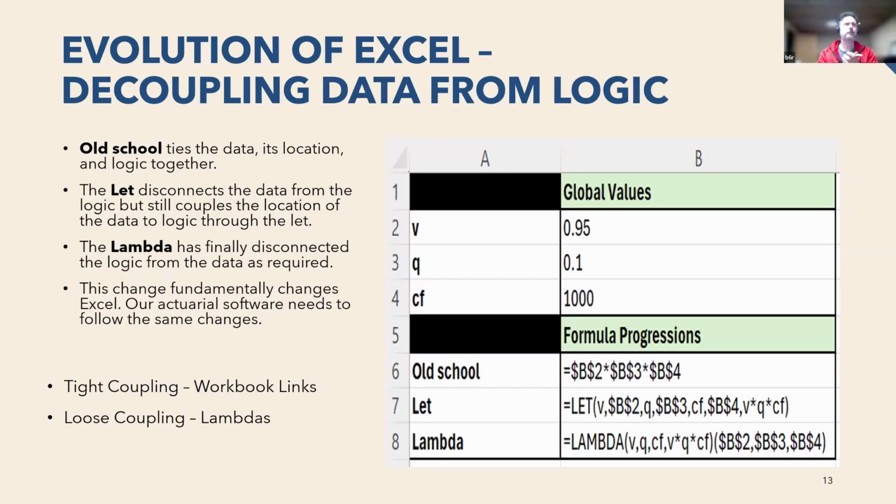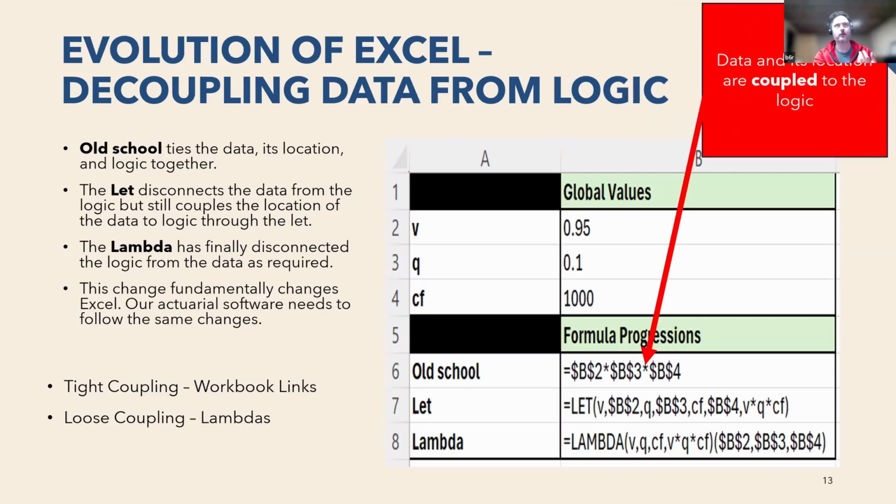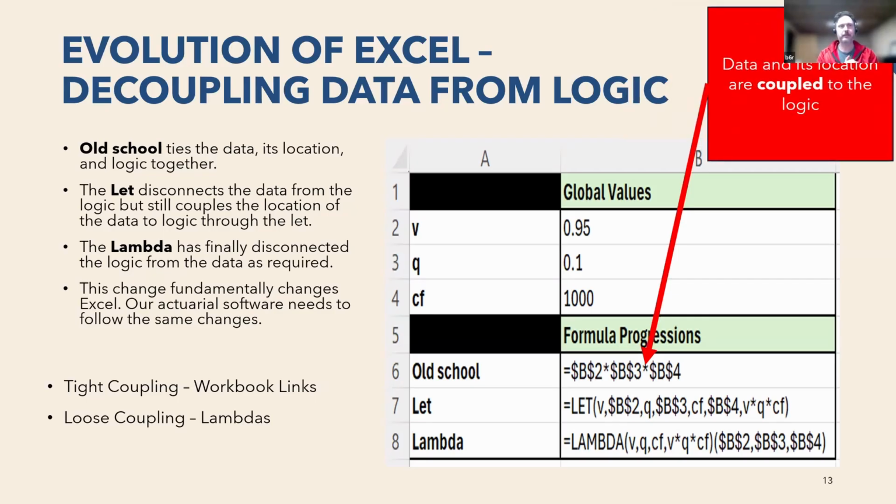So let's go back home here to something we all recognize. Let's go to Excel, because this is a great analogy of what we need to do in our modeling platforms too. If you look at old school Excel and you look at this equation, B3 times B4, our data and logic are coupled together, because I also have the location of our data coupled with it. This is really bad because it's really hard to change. If I want to reuse this logic, I basically have to copy it, which means I then have to manage it in two spots.